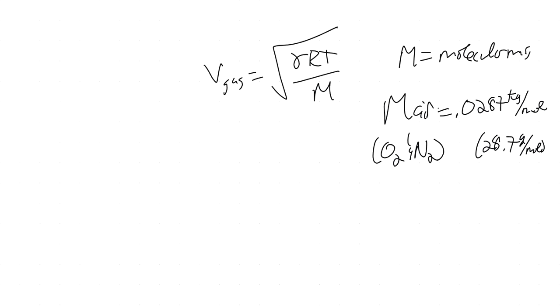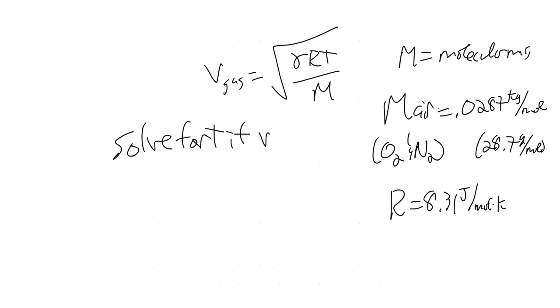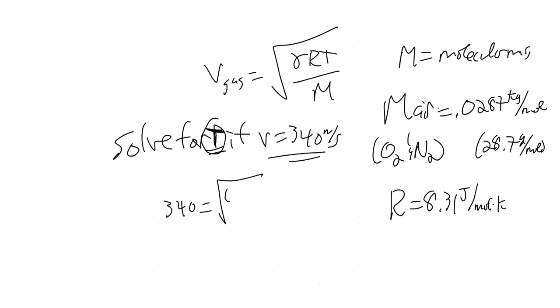R is 8.31 in our units that we need, Kelvin and joules, and I want to solve for T, if V is 340 meters per second, because wait a minute, I thought it was 343 meters per second, right? Solve for temperature if that's that. So 340 equals the square root of, and then of course, gamma for air is 1.4. Square root of 1.4 times 8.31 times T over 0.0287.